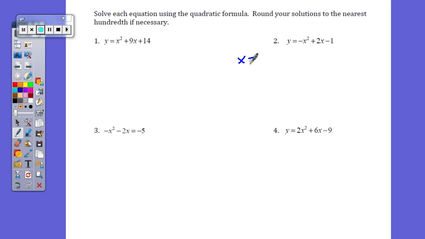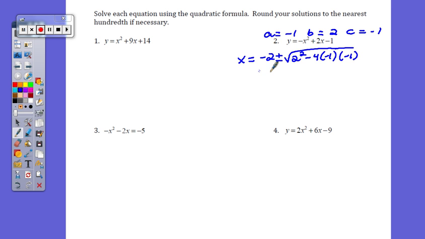Again, it is set equal to y, so I know that I can use the quadratic formula. So x equals negative b, right? In this case, my a is equal to negative 1, my b is equal to 2, and my c is equal to negative 1. So my x is equal to negative b, that's my formula, so negative 2 plus or minus the square root of the discriminant, which is b squared minus 4ac. So b squared, 2 squared, minus 4 times negative 1 times negative 1, all over 2 times negative 1.